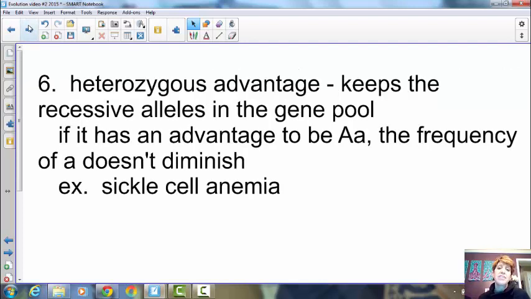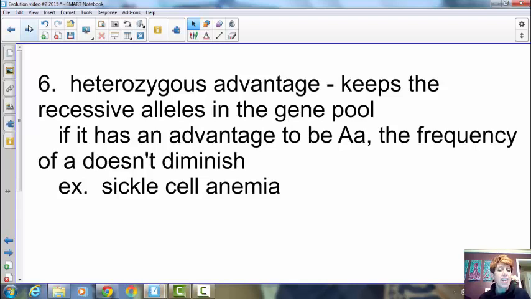All right, next one, heterozygous advantage. If it actually is beneficial to be heterozygous, big A, little a, then you are definitely going to keep that little a in the population. So a great example of this is sickle cell anemia in Africa. This doesn't happen here because we are not subjected to malaria, but in Africa, where water conditions are much poorer, they actually have a good chance of contracting malaria.